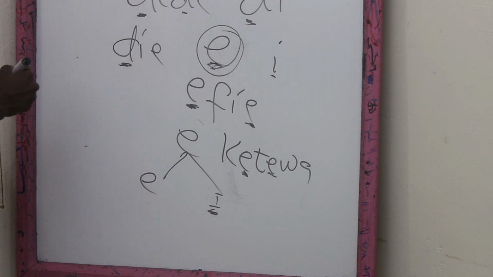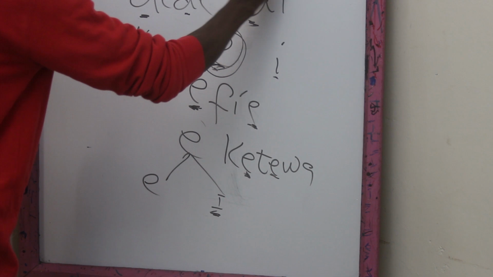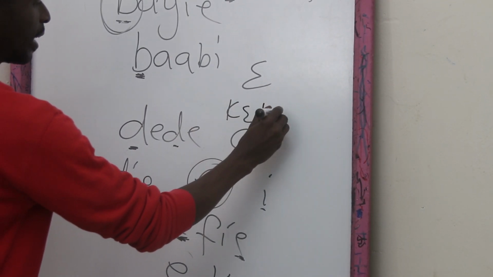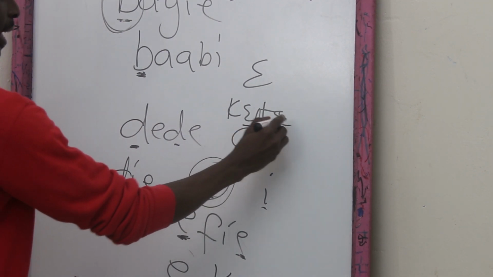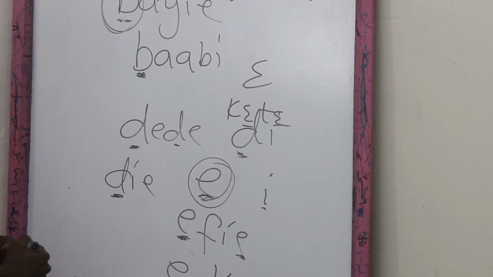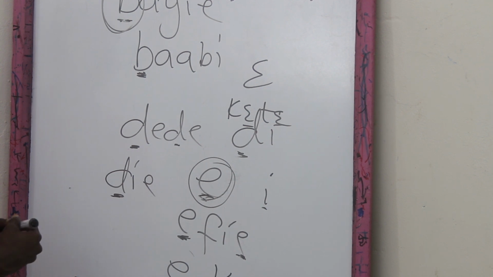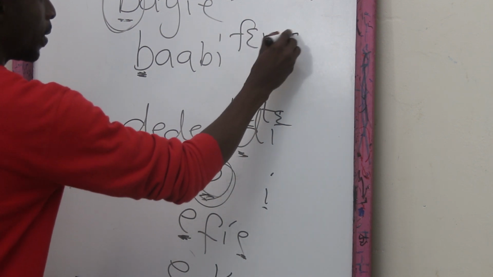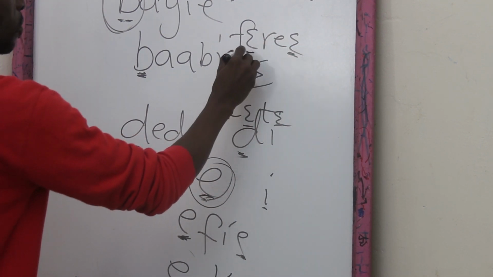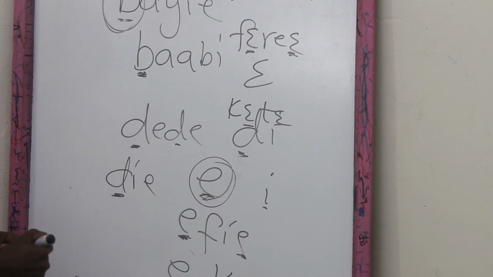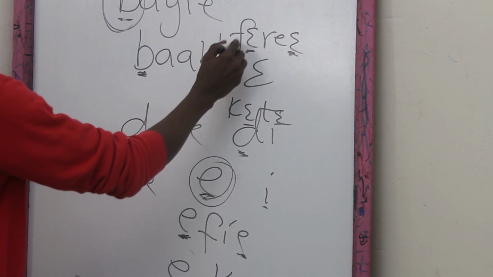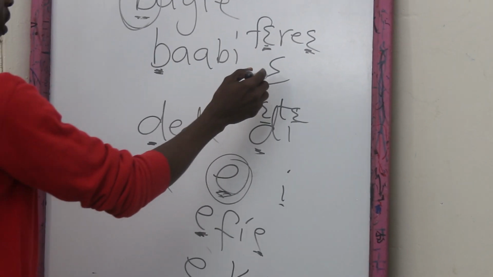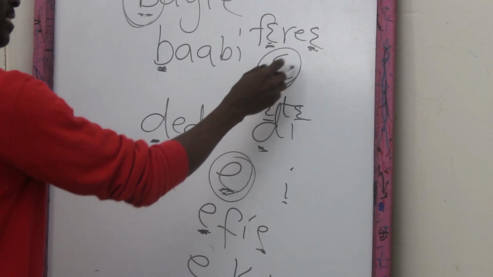Right, the next sound is E, as in kete. Kete is mat. Ferie. Ferie means shyness in English. So just note the pronunciation of this word, this sound, E.